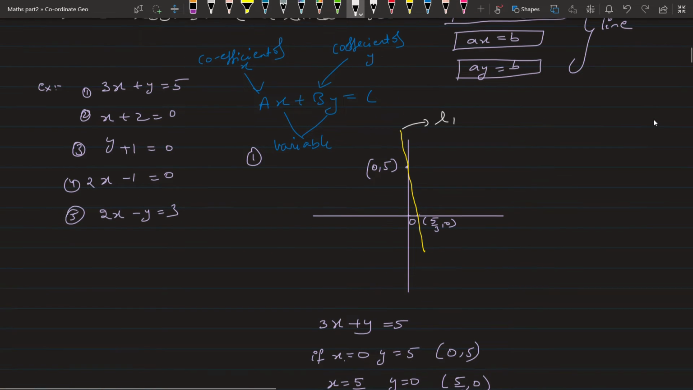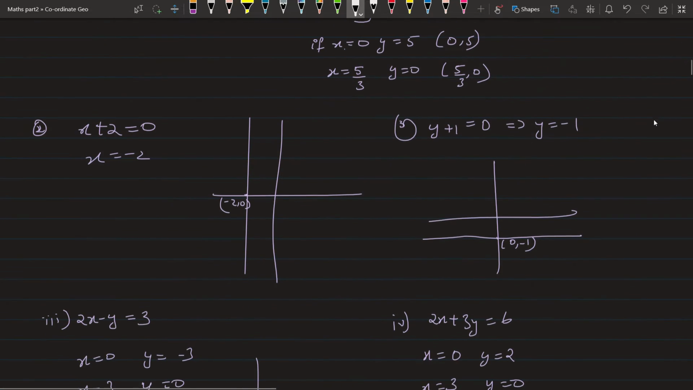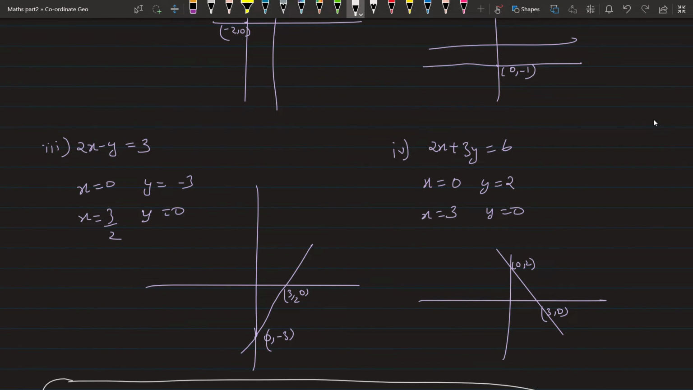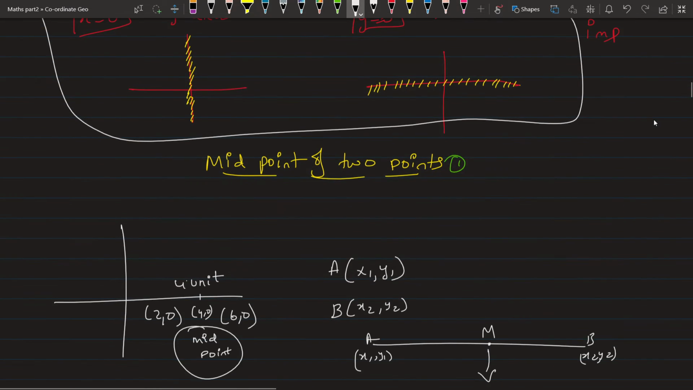Further we will be discussing how to find the equation of a line when the line is passing through 1 point or 2 points. You can try these questions afterwards. I will simply be discussing the basic concept regarding this topic. If x equals 0, the line will be on the y-axis, and if y equals 0, then the line will be on the x-axis. This is the basic concept.